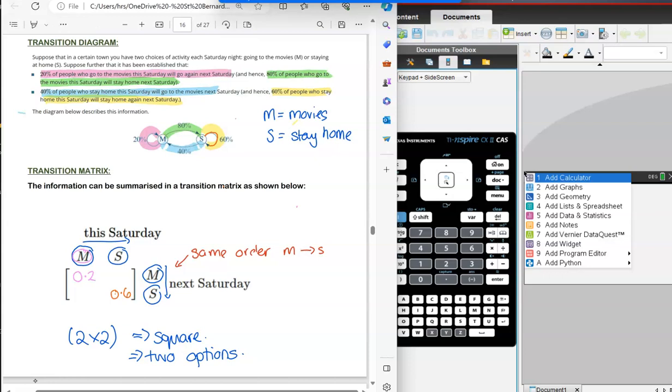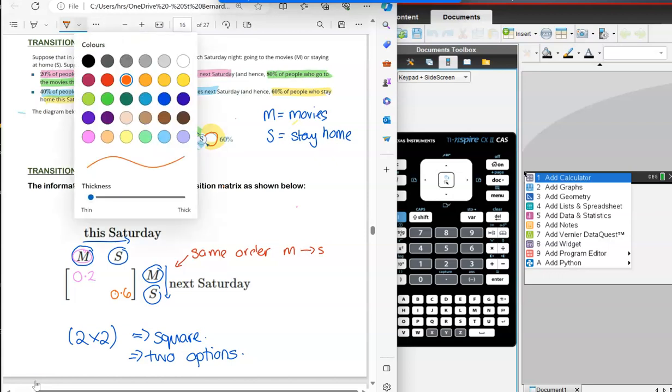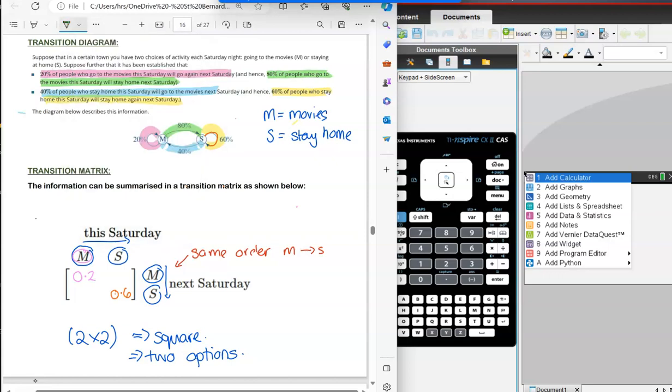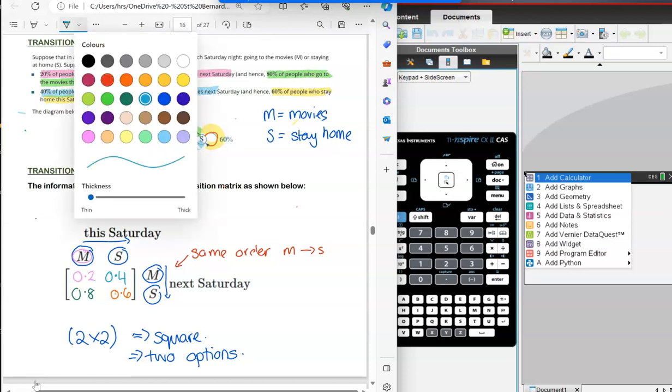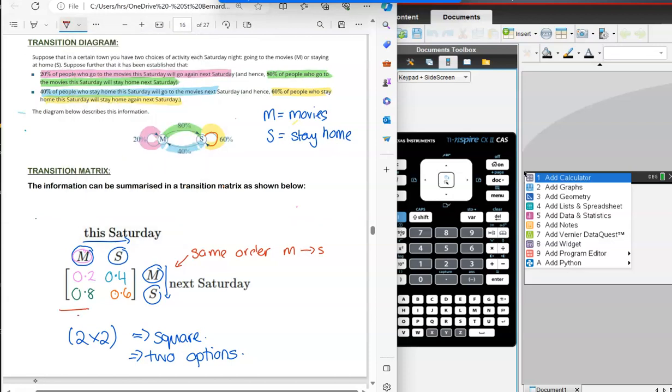Now, if we add in those other ones, so in the green, it was from movies, and then the next week they stayed at home was 80%. So I changed that to 0.8, sorry. And then the next one, stay at home but go to the movies the following week was 0.4. So if you have a look at those numbers, you can see that they total up to 1.